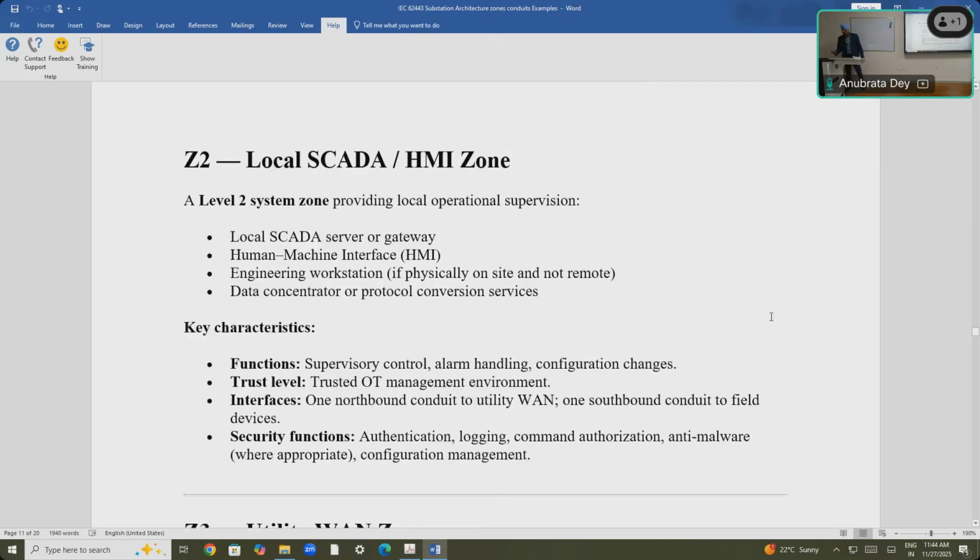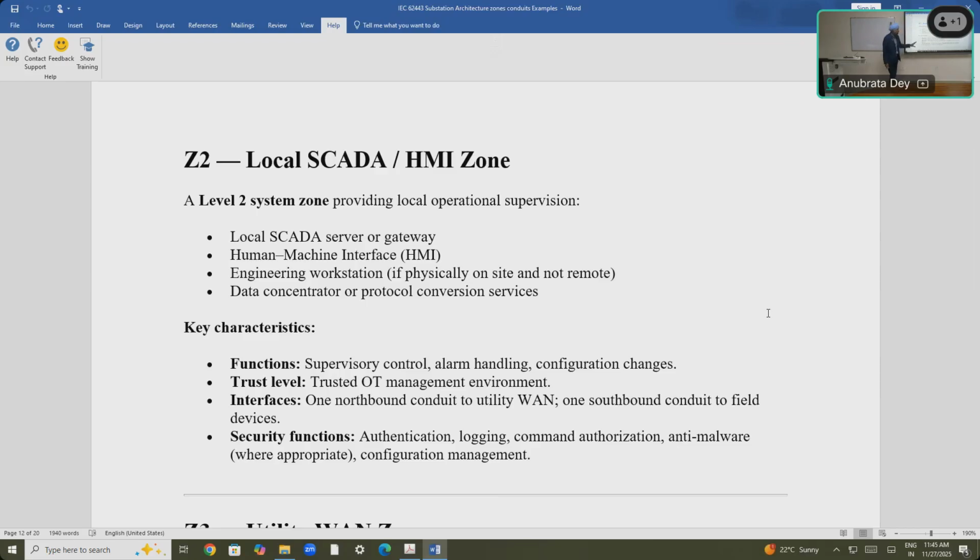And Zone 2 is your local SCADA or HMI zone. So what does it include? Local server, gateway, human machine interface. Who has the engineering workstation, if physically on site and not remote? You are not connecting remotely to Zone 2, right? And then there is a data concentrator or protocol conversion, if there are any.